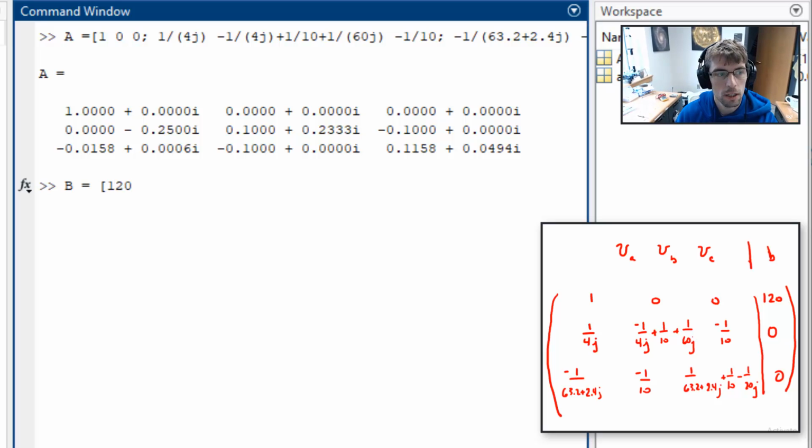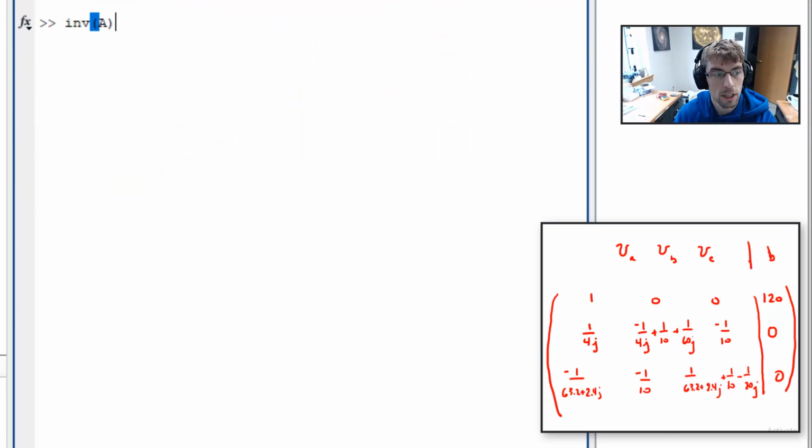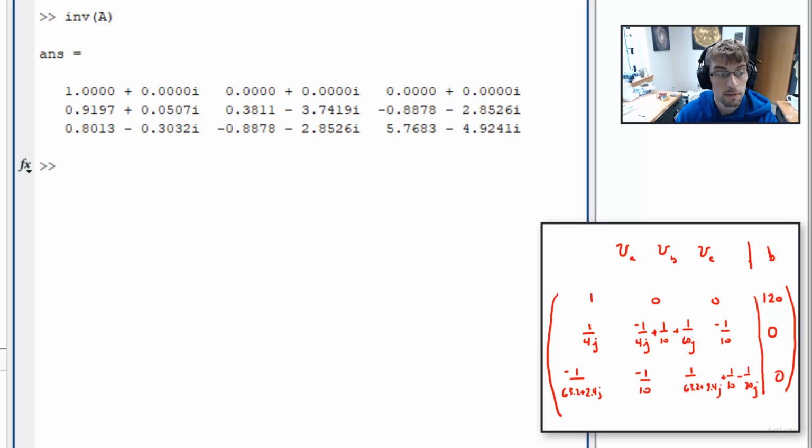And we have 120, 0, and 0. If you want, you can always take a look at what the inverse of A is going to look like. Again, it's not immediately clear. It's doing the same Gauss-Jordan elimination process that we've talked about previously. It's just that it's also making sure that anytime it ends up with a j in the denominator, it moves it to the numerator, and then it keeps going. So it's doing those row operations that we learned way back when, just with imaginary numbers included.